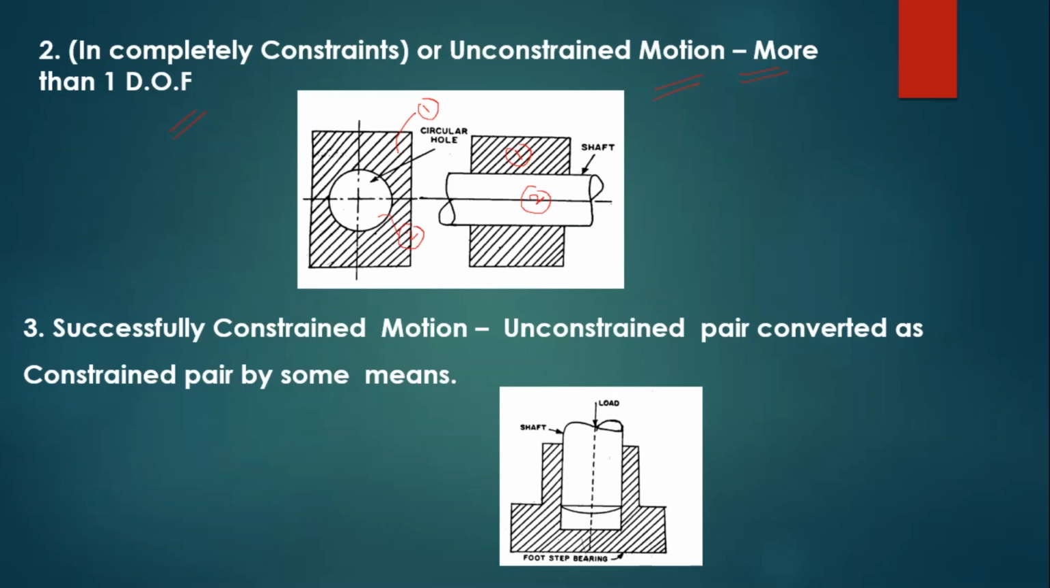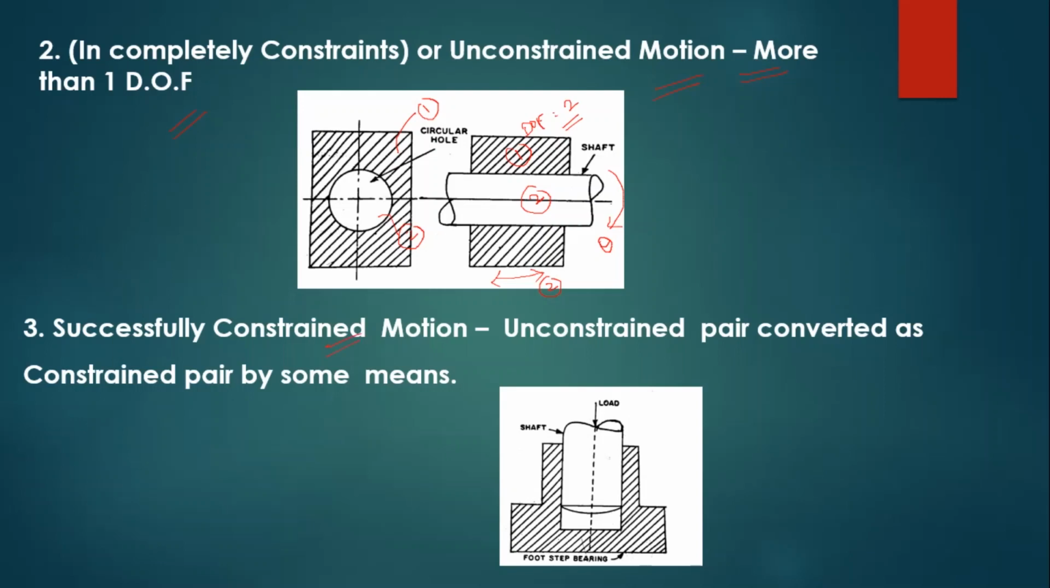So here two possibilities are there. We can rotate the shaft, that is one possibility. The other possibility is that we can reciprocate or slide link 2 in the horizontal direction. This is the second possibility. So two different types of motions are there. So the degree of freedom is equal to 2, I mean more than 1, for incompletely constrained or unconstrained motion. The last one is successfully constrained motion.